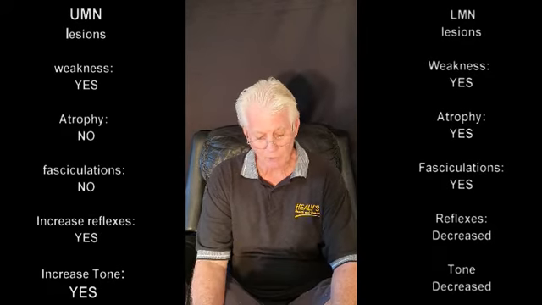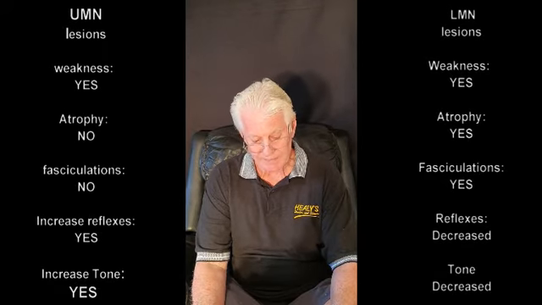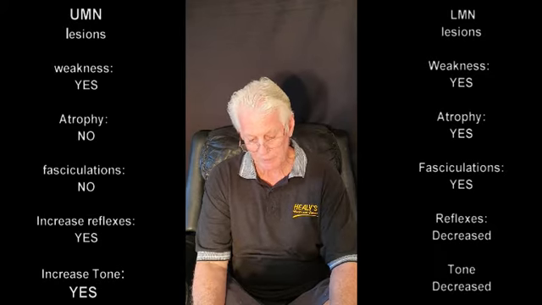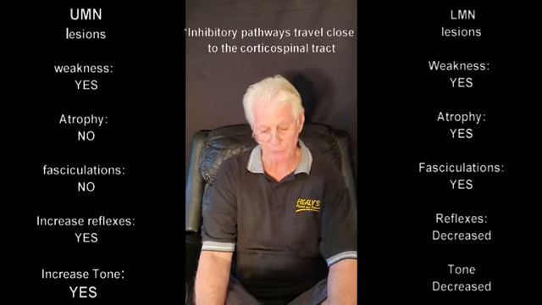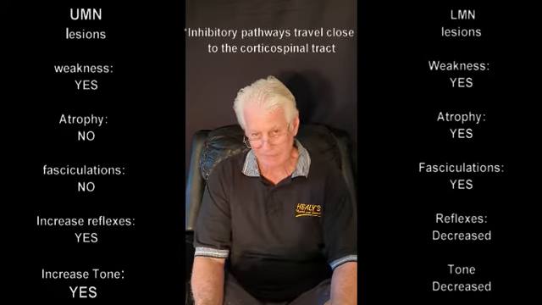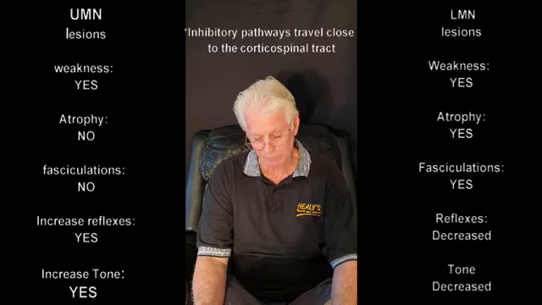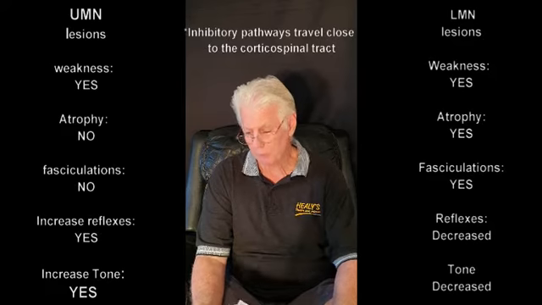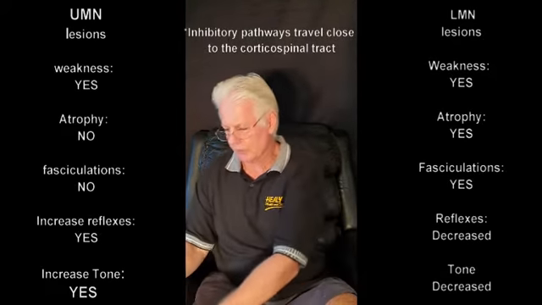And I just have highlighted one part here. The reason for this is the inhibitory pathways that travel closely to the corticospinal tract rather than damage to the corticospinal tract itself. So there are inhibitory pathways that cause these deficits in neuro responses. Now, I'll just leave that as that. You can check the textbook.